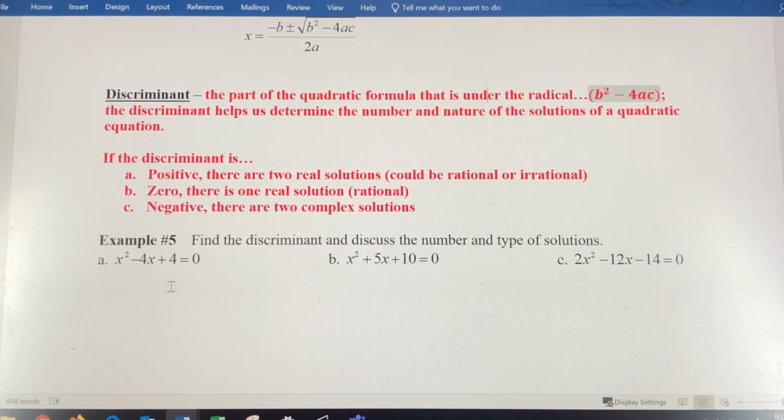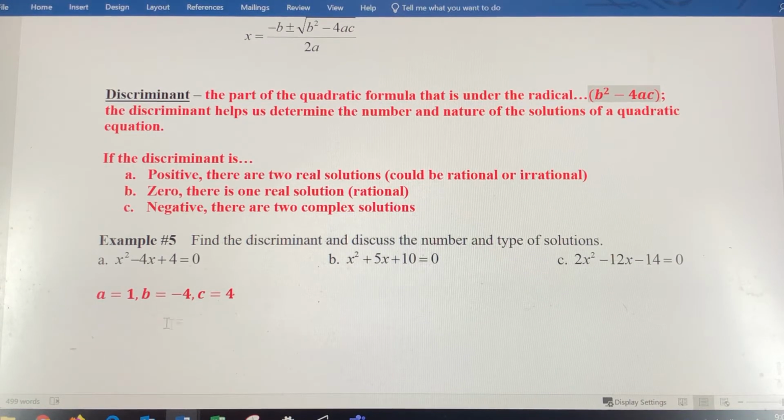So I've got 3 examples here, A, B, and C. Let's do A together and then pause the video and you can try B and C and then come back and check your work, okay? So notice all 3 of these are already written in standard form. We've got the quadratic trinomial on one side set equal to 0. All right, so we can label: a in part A is going to be 1. There's an understood 1 in front of x squared. b is negative 4. And c is positive 4, okay?